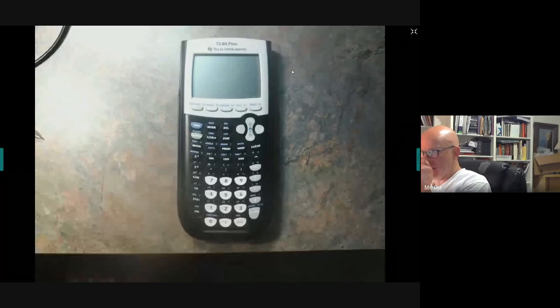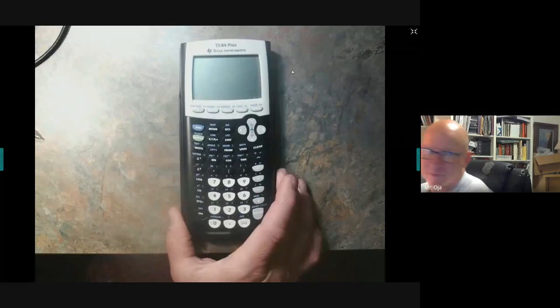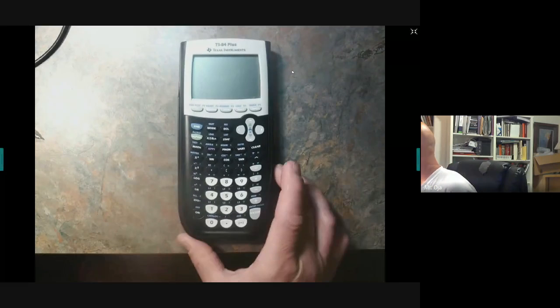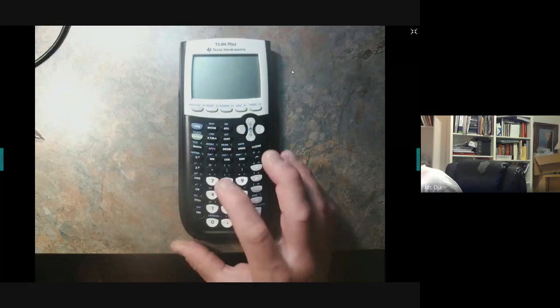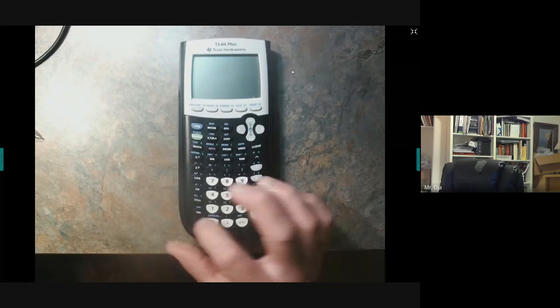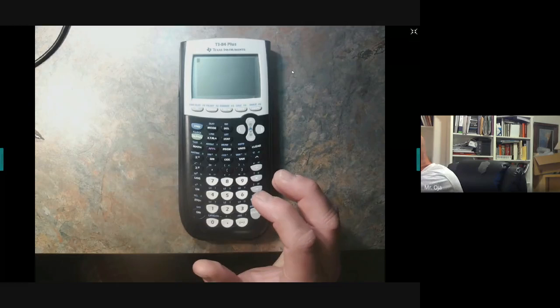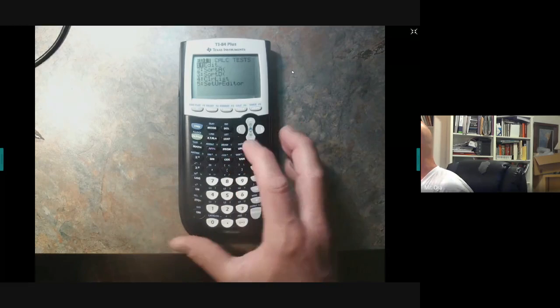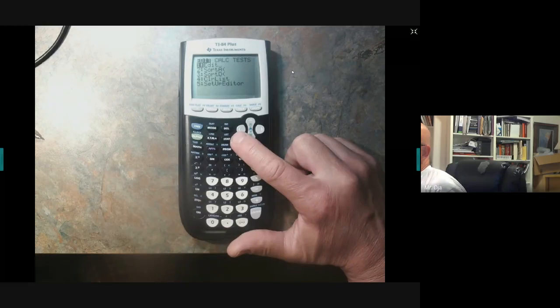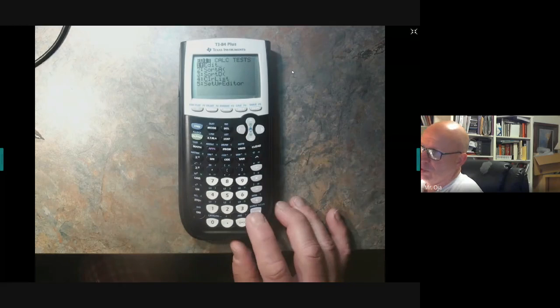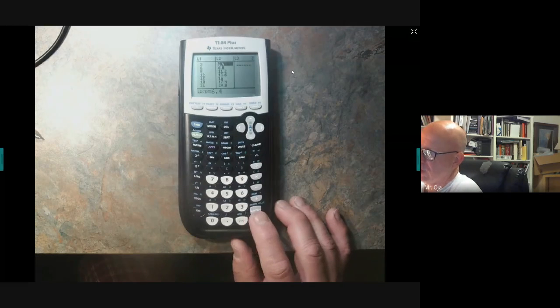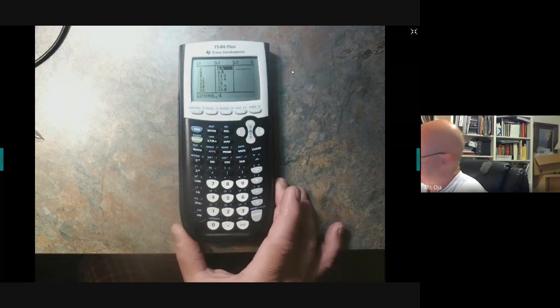Okay, so you can see the calculator now? Yes. Okay, so here's how you do regression. You turn this thing on, and you go to stat. See the stat button right there? Yeah. You go stat, and then edit, and then you put your information into this screen.